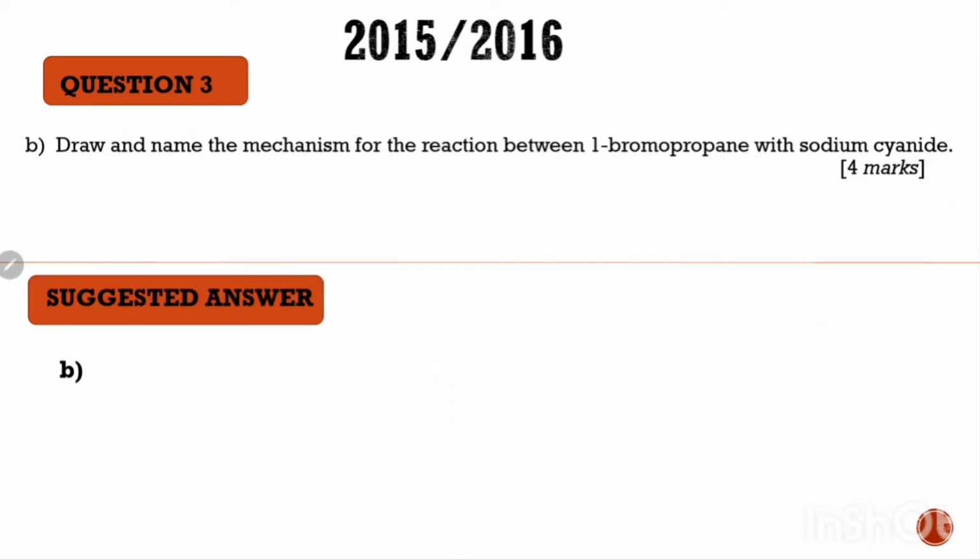Okay, next kita pergi pada question number 3B. Draw and name the mechanism for the reaction between 1 bromopropane with sodium cyanide. Okay, 4 markah. Dalam soalan A tadi kita dah tahu yang 1 bromopropane undergoes nucleophilic substitution reaction dengan sodium cyanide. Tapi sebab soalan ni dia minta mechanism, so kita kena identify whether 1 bromopropane undergoes SN1 or SN2 mechanism.